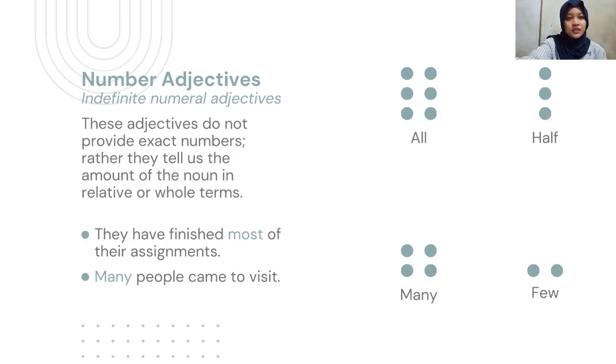Number adjectives, indefinite numeral adjectives. These adjectives do not provide exact numbers. Rather, they tell you the amount of the noun in relative or whole terms. For example, they have finished most of their assignments. Many people came to visit.